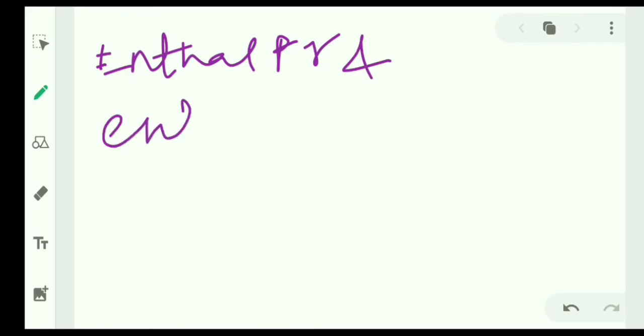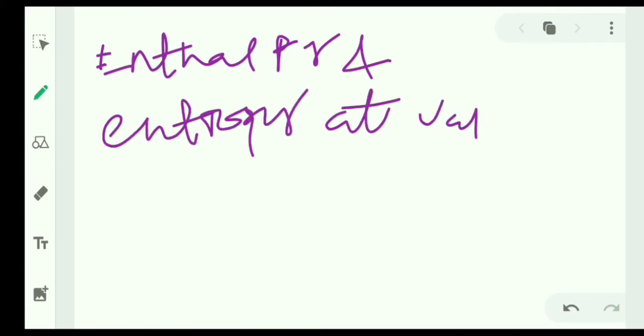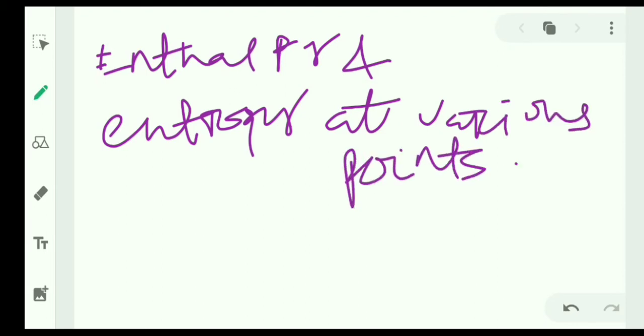We have already discussed the Carnot refrigeration system. So today we'll be discussing how to calculate the enthalpies and entropy at various points. So we need to calculate enthalpy and entropy at various points.